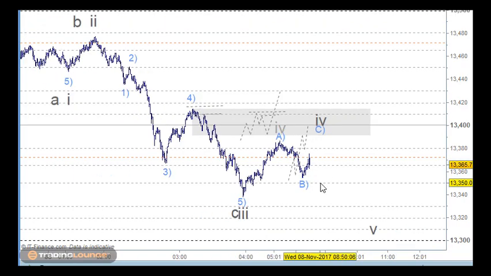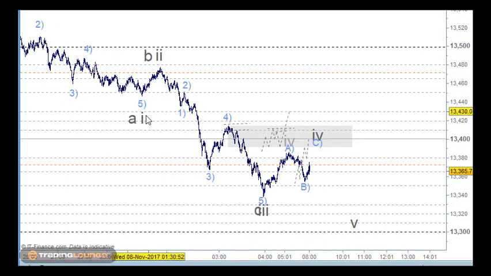Anyway, the main point here is that if we get 1, 2, 3, 4, 5 down to here, then we're going to get an A wave, a B wave, and a C wave back up to this space here. And then we need to see if that's going to be corrective. So if we can confirm that this is 5 waves and this is 3 waves here, then we can start looking at a turn in the market, and we can start looking at being short.